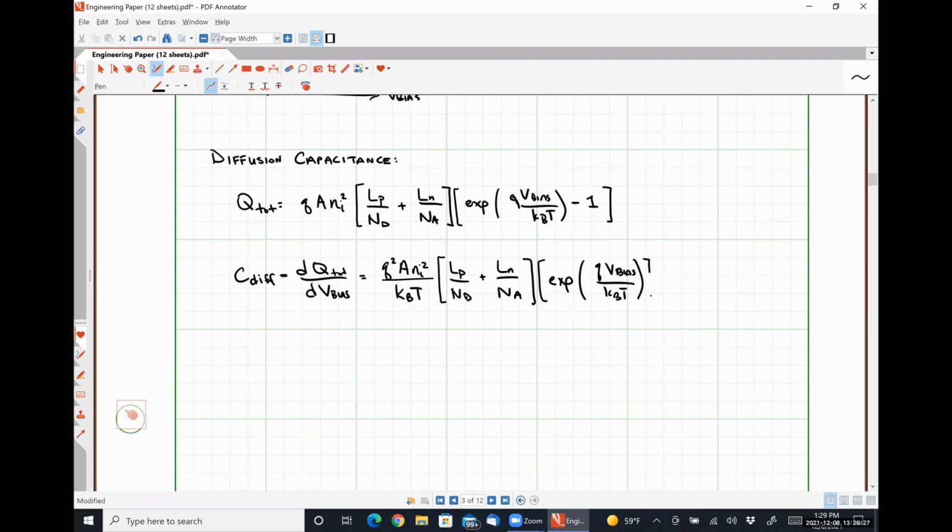Because the only term that has a V bias is this one right here, and the derivative of that should just be Q times this exponential without the constant value. So you're probably right. I probably just made a dumb mistake.